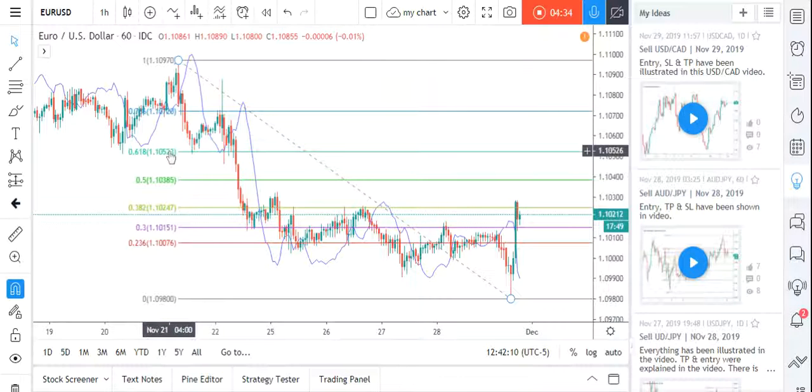61.8 is 1052. So I'll tell you to enter the split positions. Enter half position at 1038 and half at 1050. 1050 is also a psychological round number, and 1052 is right below 61.8.